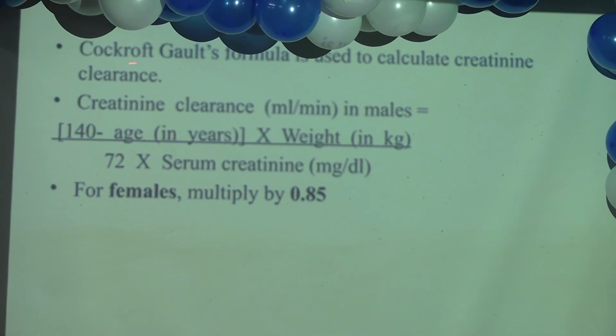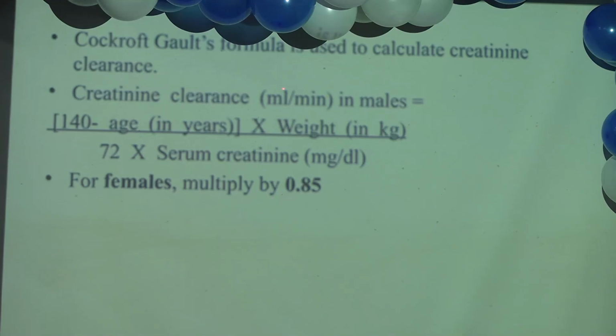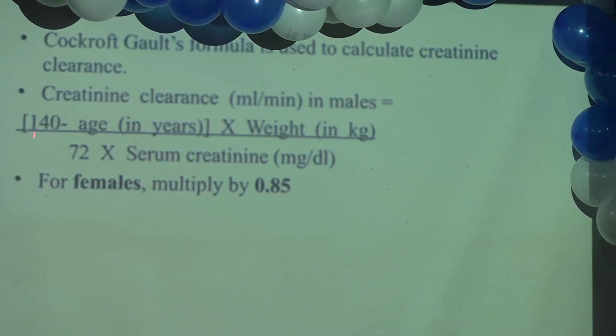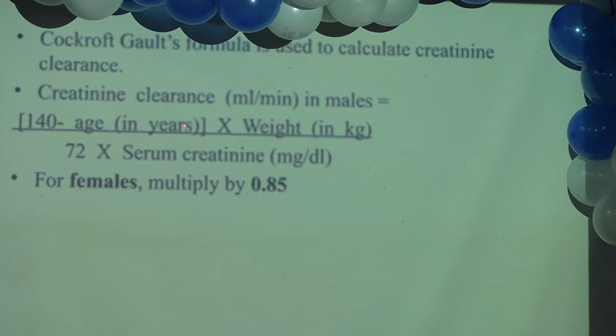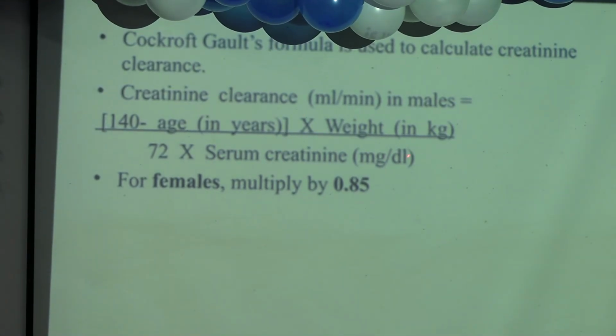This formula is known as the Cockcroft-Gault formula. This is used to calculate the creatinine clearance, expressed in ml per minute. For male it is (140 minus age in years) multiplied by weight in kg, divided by 72 into serum creatinine in milligram per deciliter. So for male this is the formula, and when the result comes, we just multiply by 0.85 if the patient is female.